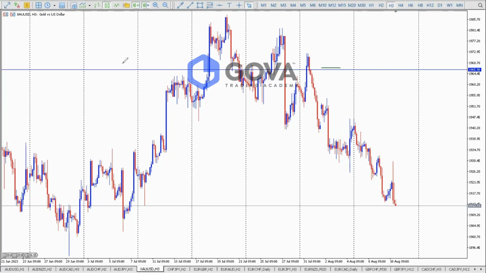You understand? The only time we mark the equilibrium line for weekly is when Monday market opens, or when the market opens on Sunday. That is when we mark the equilibrium line for the week.